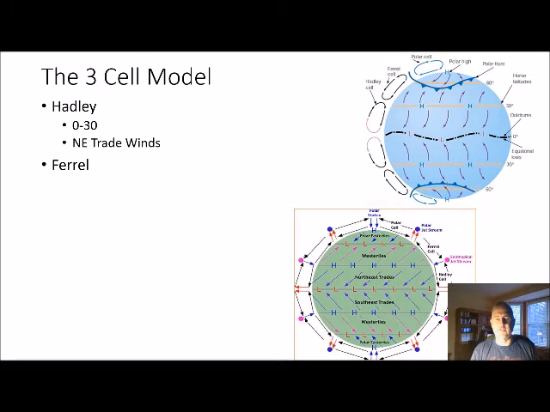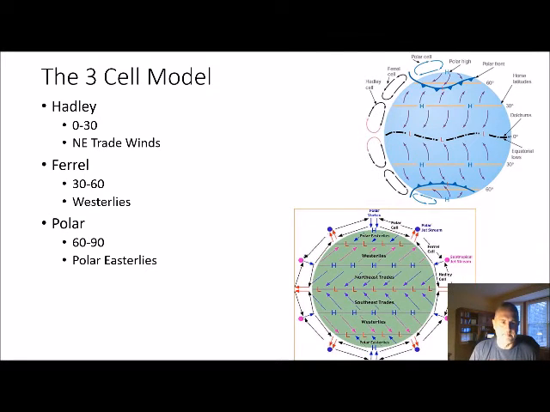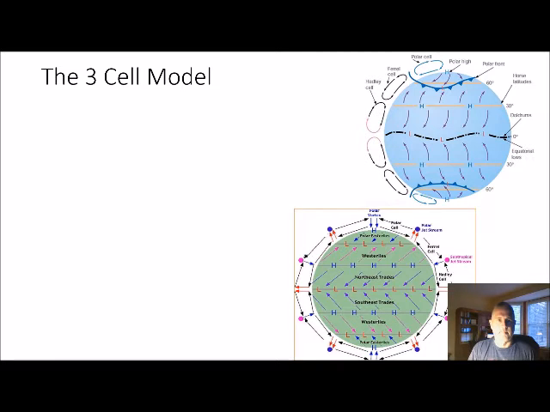Ferrel cell, which is considered the mid-latitudes. We live in the Ferrel cell here in Ohio, 30 to 60 degrees of latitude approximately. The major wind belt is the westerlies. It's a little bit more southwest and northeast, but we consider them the westerlies. Again, we have moderate Coriolis force here in the mid-latitudes. The polar cell, 60 to 90 near the poles. The polar easterlies are in an extreme east-west direction because you have such strong Coriolis force there.